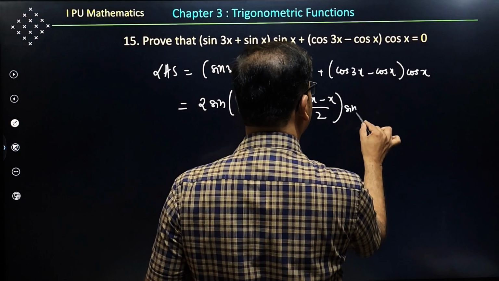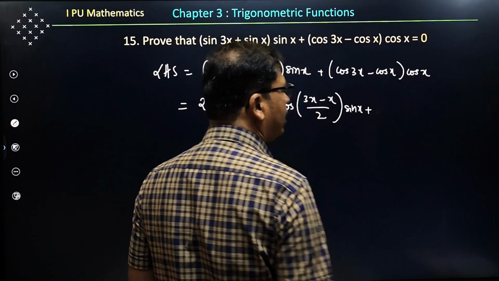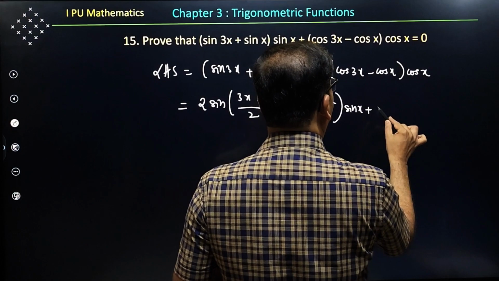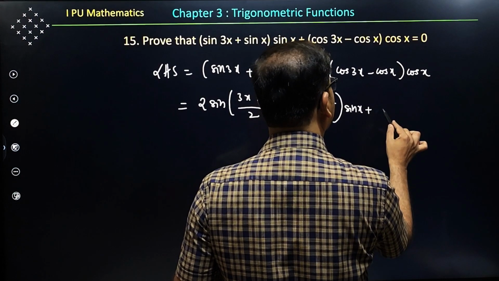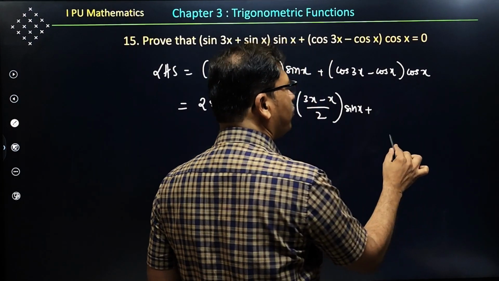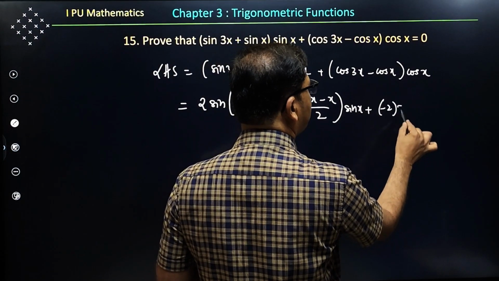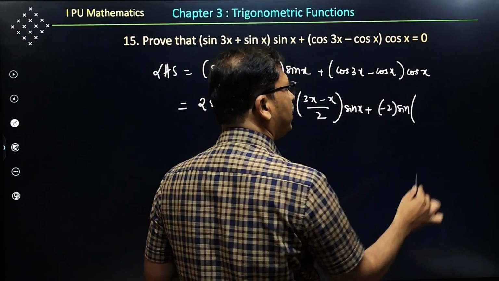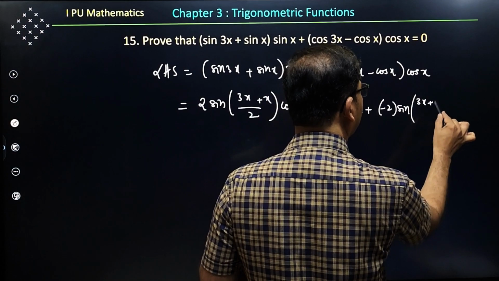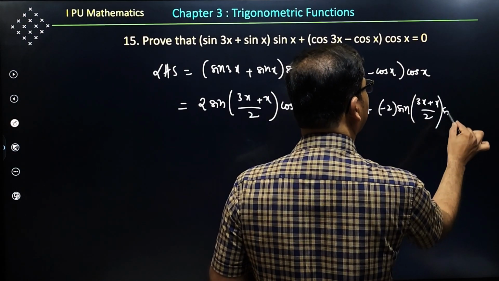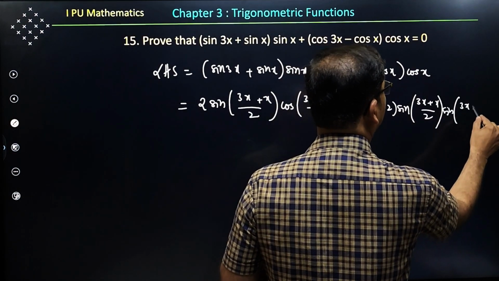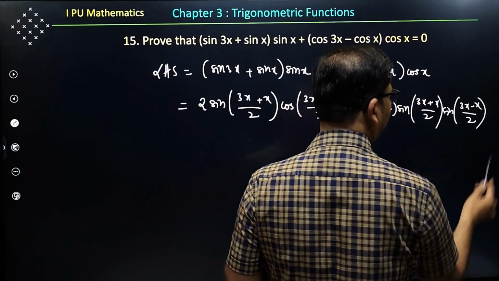You write this sin x as this, plus cos c minus cos d, which is minus 2 into sin of c plus d divided by 2, that is 3x plus x by 2, into sin of c minus d divided by 2, that is 3x minus x divided by 2. Okay.